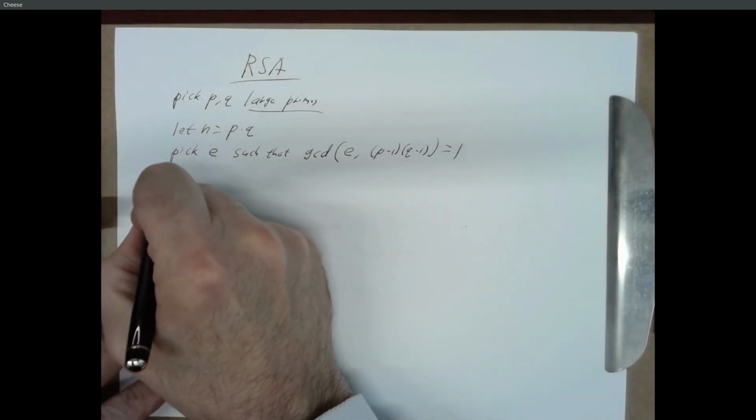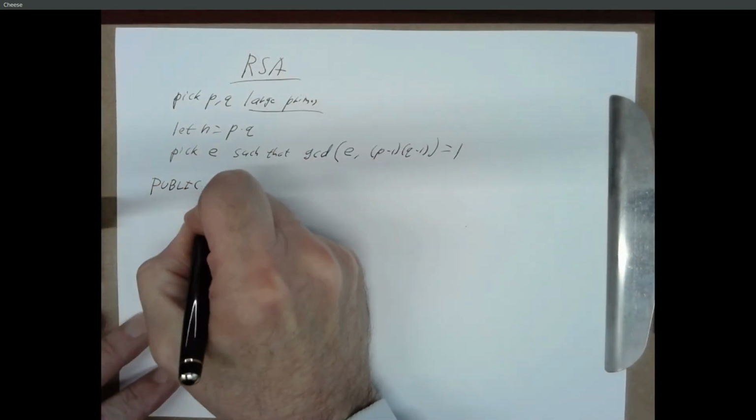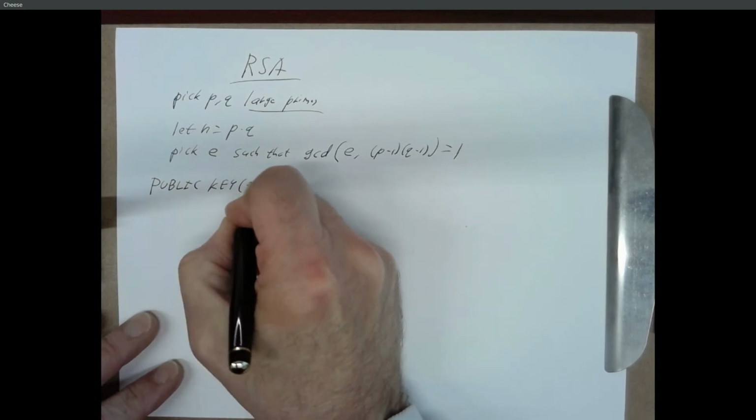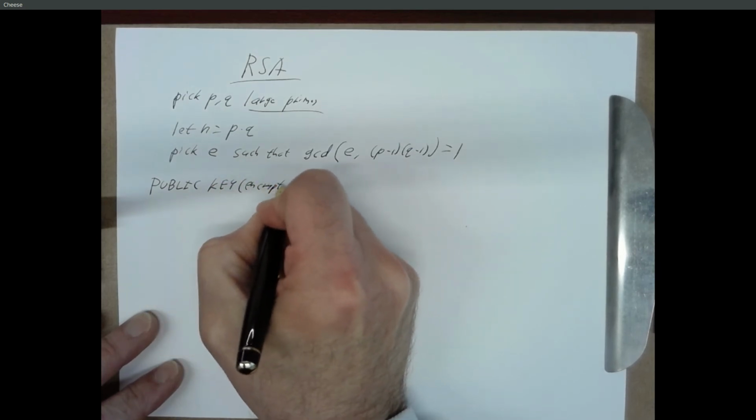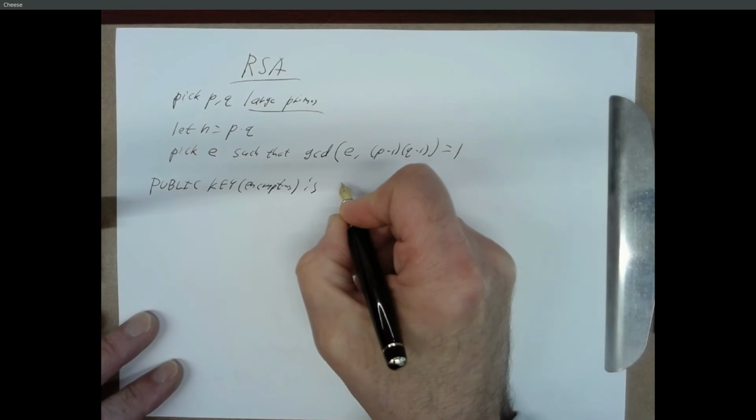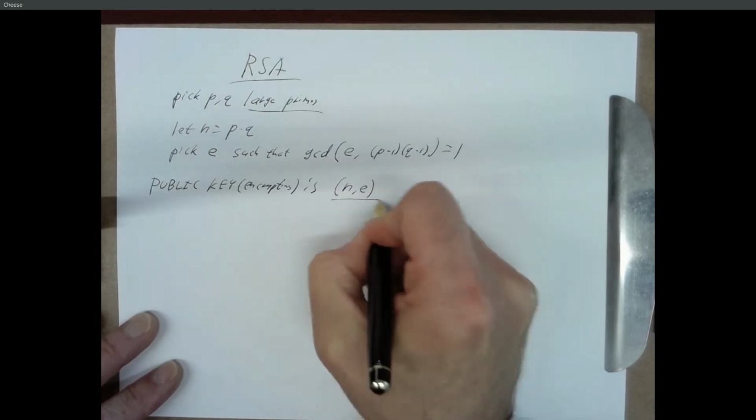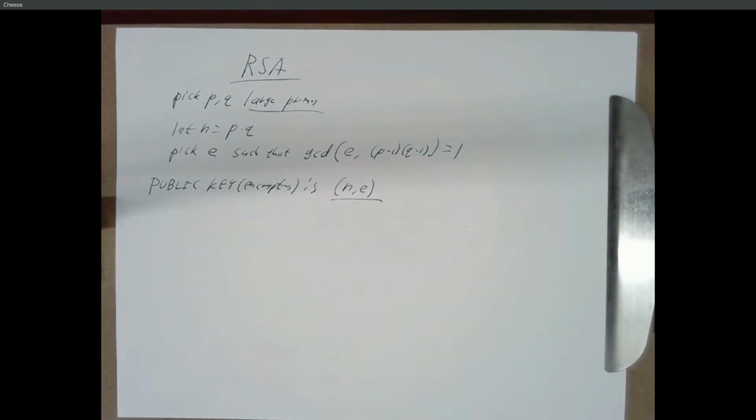All right, so the public key, which we use for encrypting, is this pair N comma E. So I'm going to tell the world, when you want to send me a message using RSA, here's my value of N, here's my value of E. The secret part are the primes P and Q.